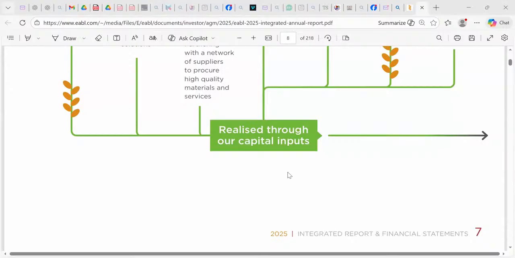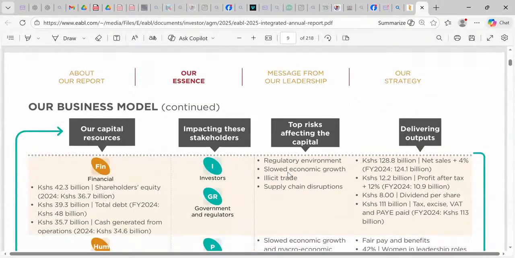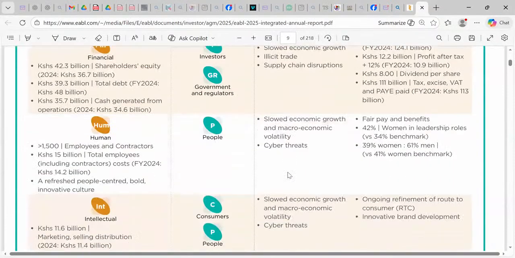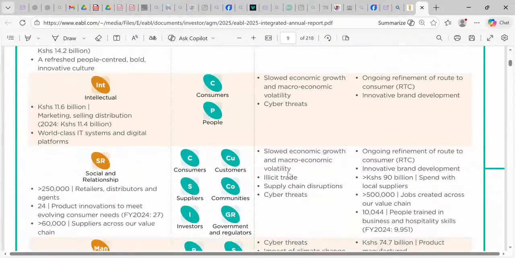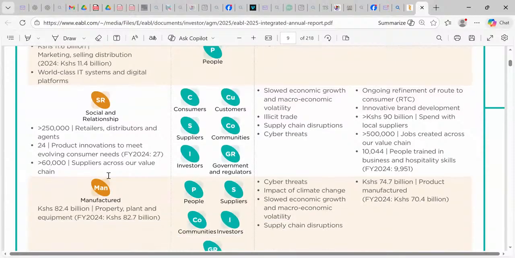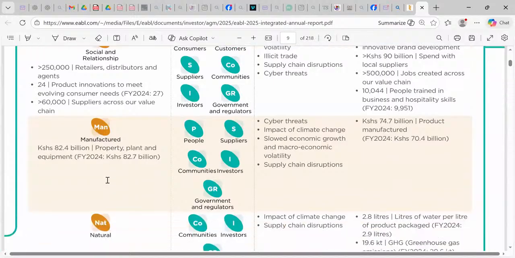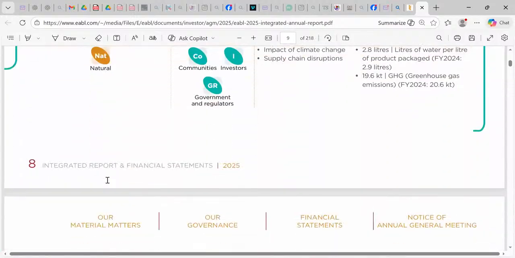Manufactured capital, the buildings, etc. So our resources impacting those stakeholders, etc., ladies and gentlemen. You can see here intellectual, you can see social and relationship. I will download this report and read it through, because now this is financial reporting. This is what you will be expected to produce once you become a CFO. Natural capital, it's organized very well.